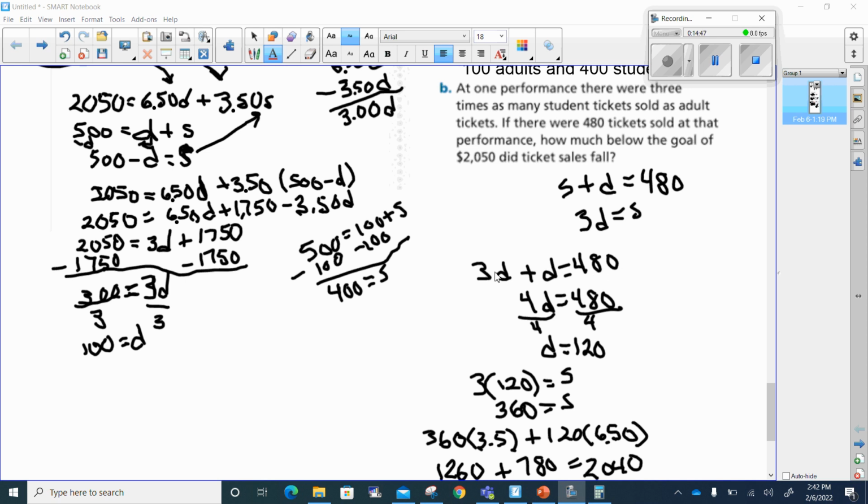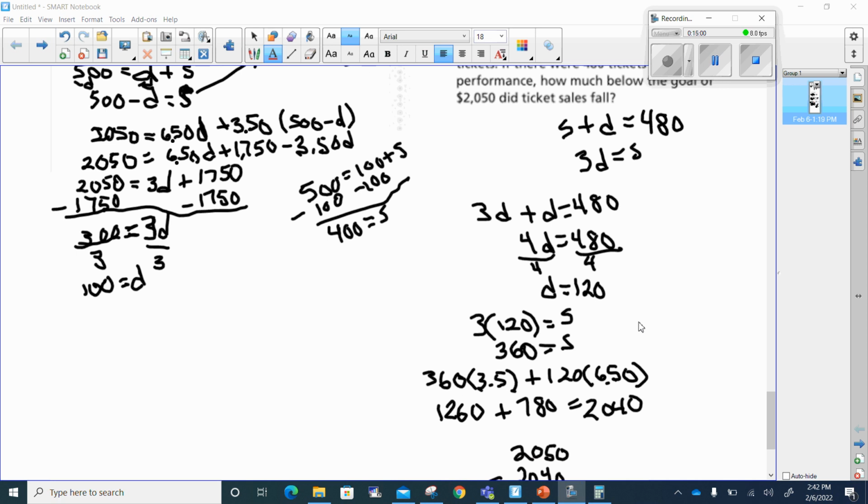I can combine like terms. 3D plus D is 4D. And I have 4D equals 480. I'll be dividing 480 by 4. That means D equals 120, which tells me there were 120 adults there. Now I can go back to my original problem. I know that if 3D equals S, that 3 times 120 equals S. Remember, D was 120. 3 times 120 is 360, so there were 360 students there.